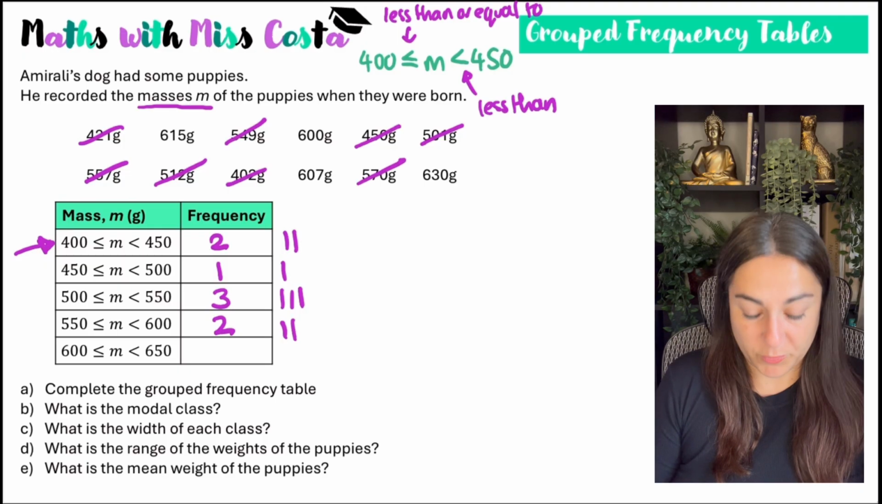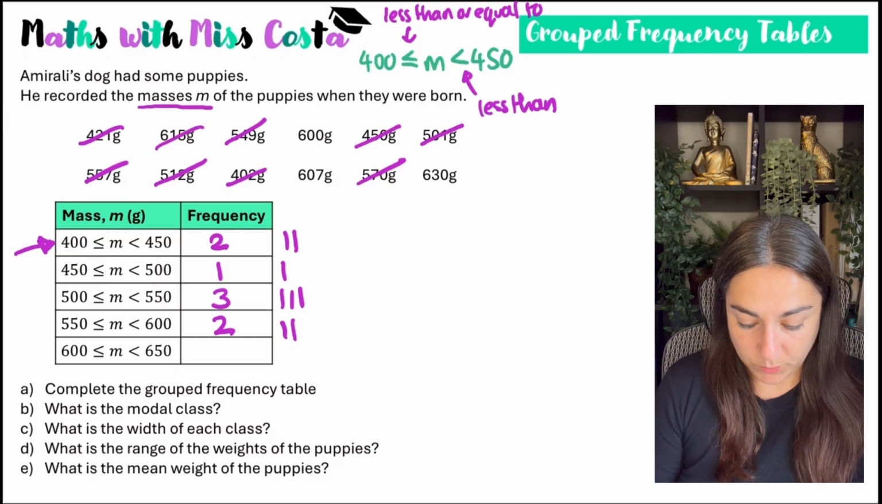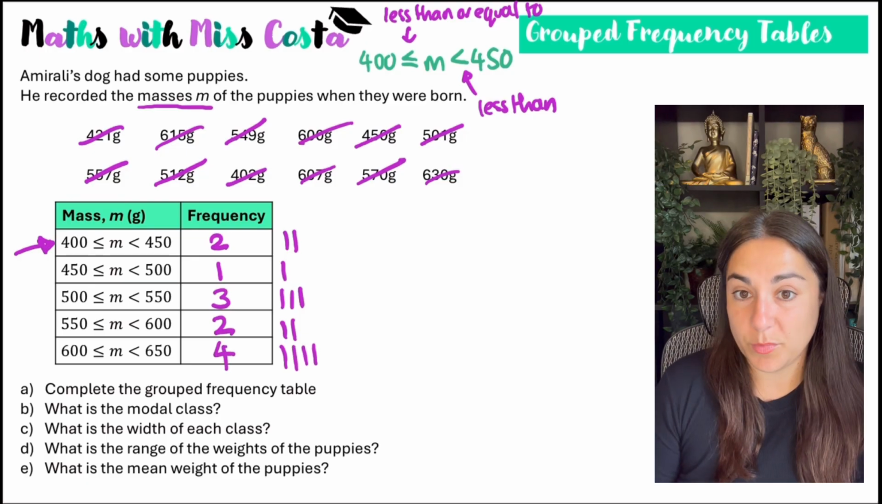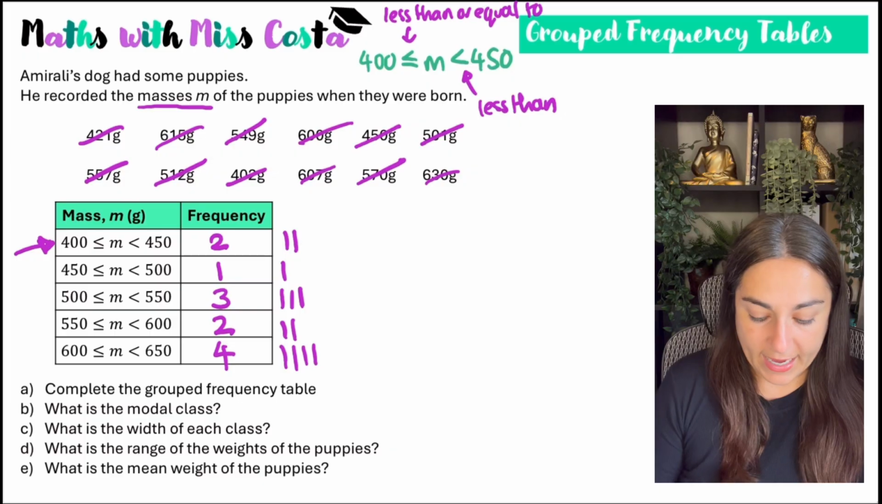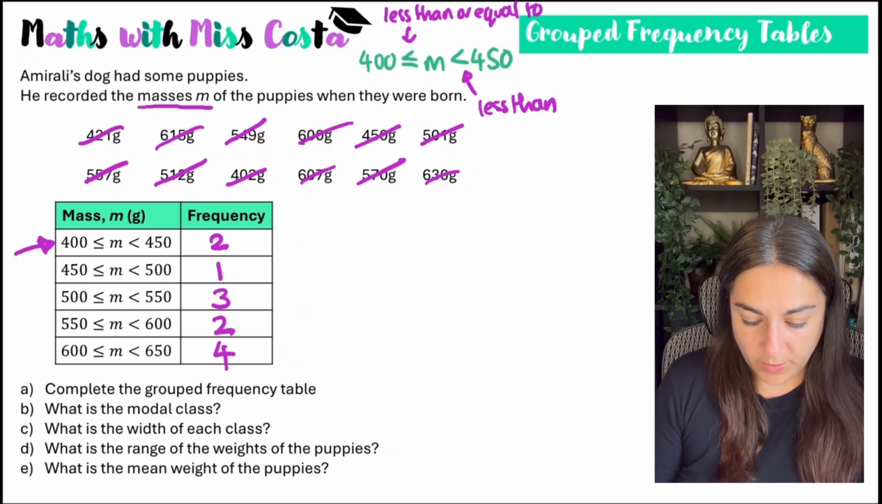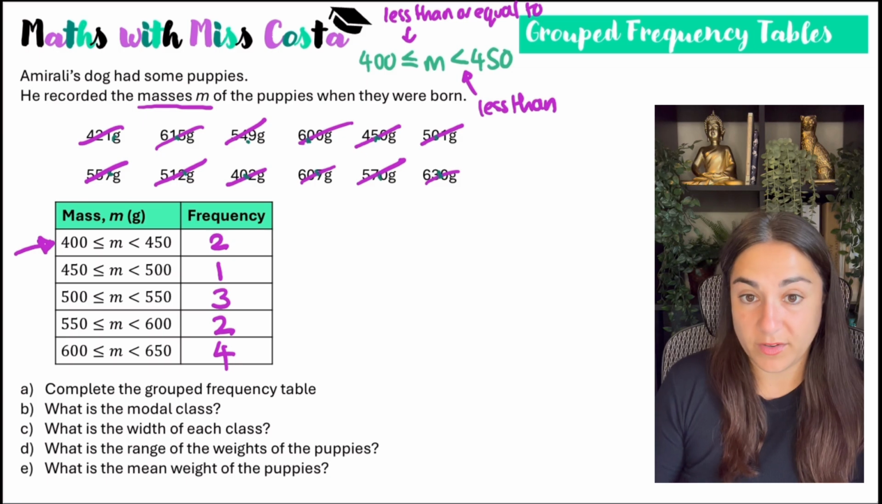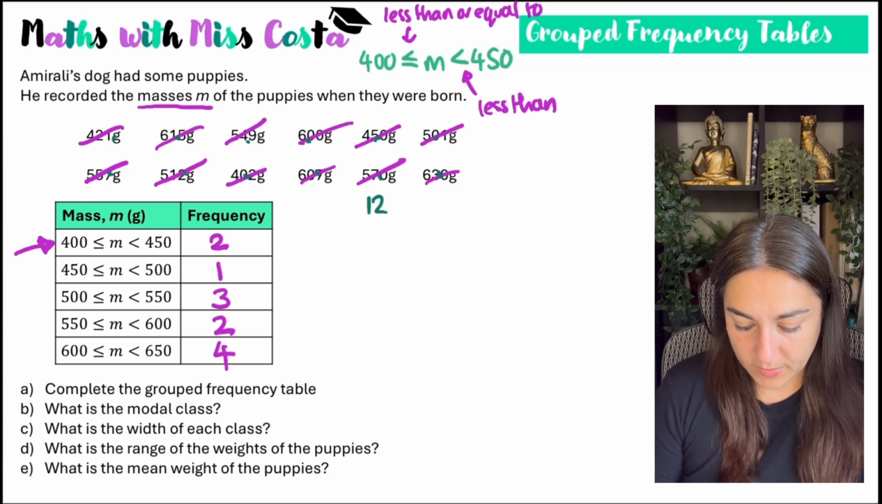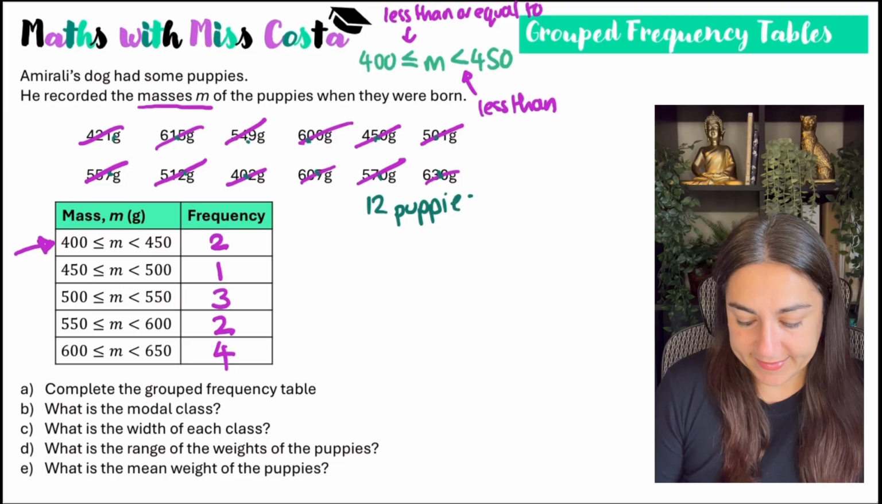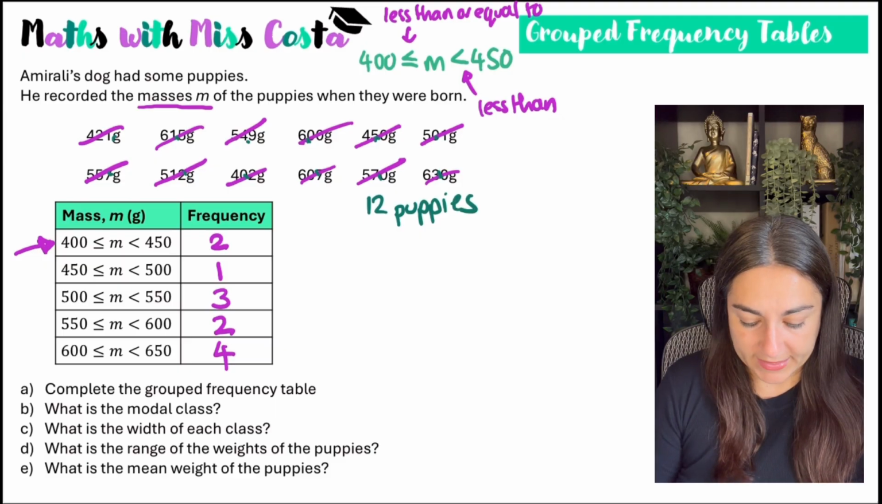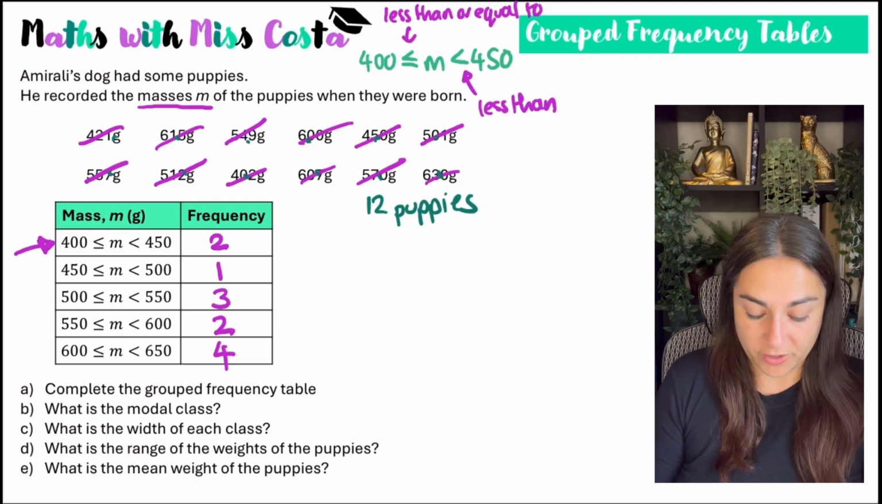And then the last bit between 600 and 650, that's 1, 2, 3, 4. So the way I can double check if I've counted all my values, how many values are there in total? Well, there's 1, 2, 3, 4, 5, 6, 7, 8, 9, 10, 11, 12. So there's 12 puppies. So my frequency is going to need to add up to 12. Is that true? 2 plus 1 is 3, plus 3 is 6, 7, 8, 9, 10, 11, 12. Yes, so I know I've done it right. So I've completed the grouped frequency table.